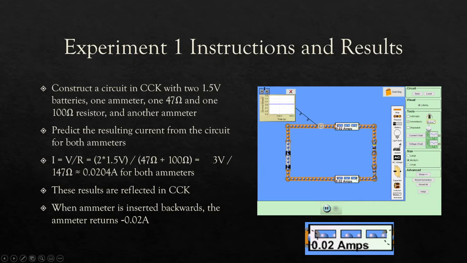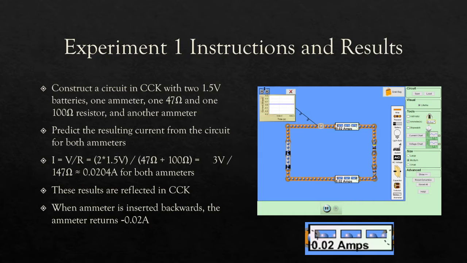The experiment 1 instructions and results. Construct a circuit in CCK with two 1.5 volt batteries, one ammeter, one 47 ohm and one 100 ohm resistor, and another ammeter. Predict the resulting current from the circuit for both ammeters.